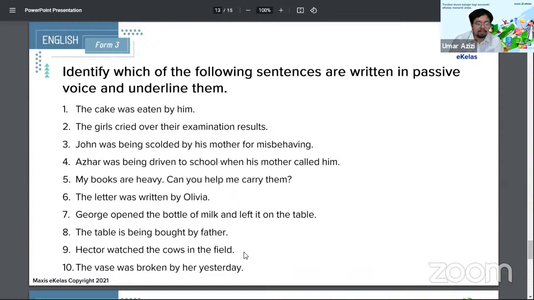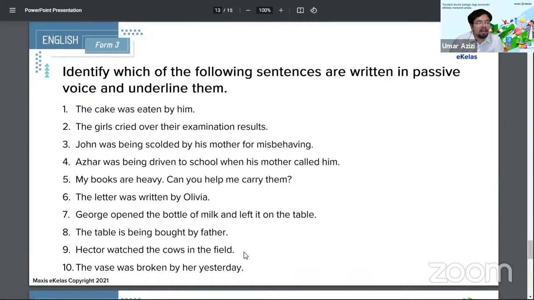You can answer in the comment section below. We only have a few minutes left, so I won't take too long here. I will read it out for you. I will ask you to answer whichever one you want, and I'll read out your answers in the comment section, okay? Number one, the cake was eaten by him.